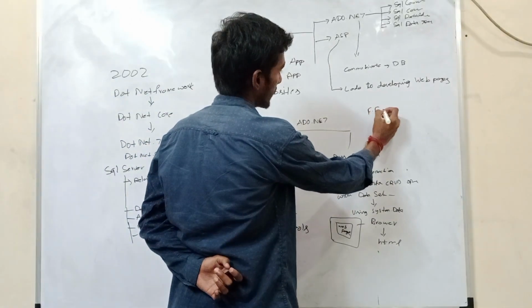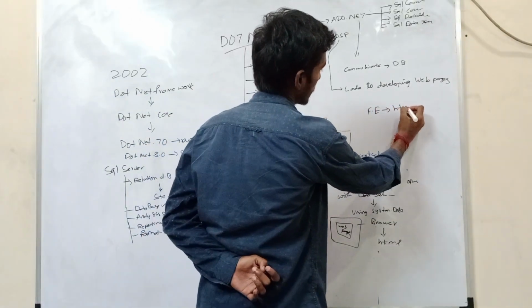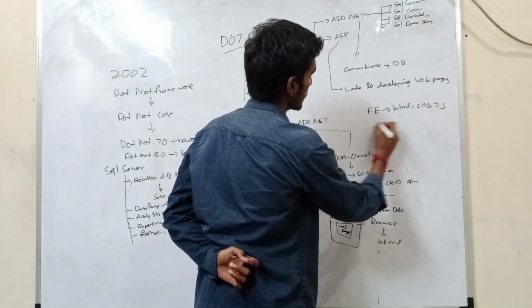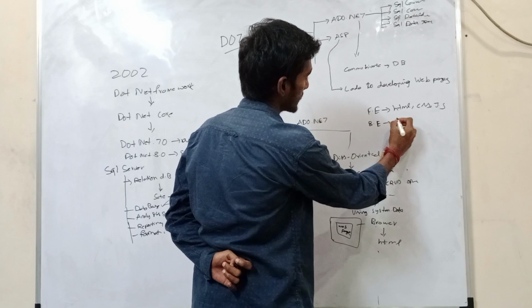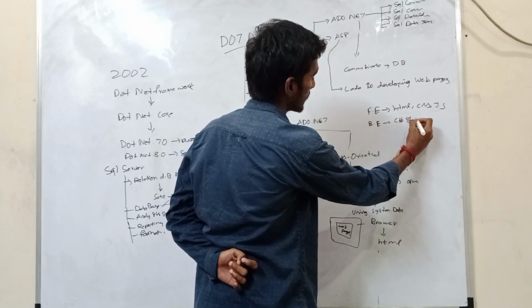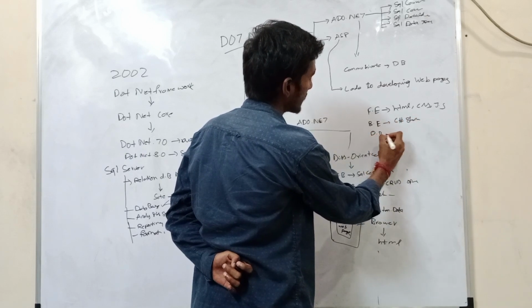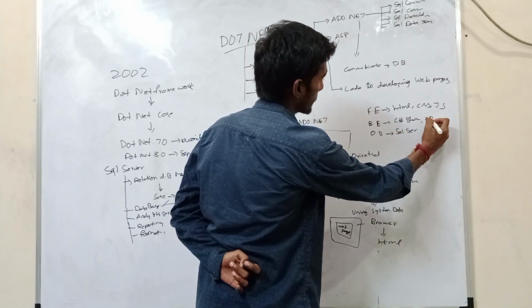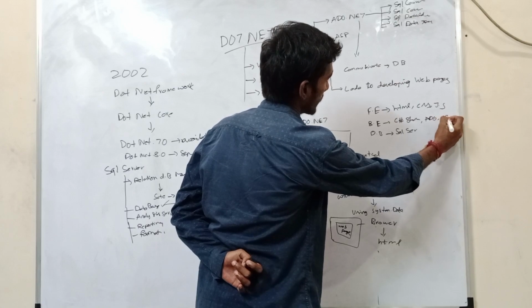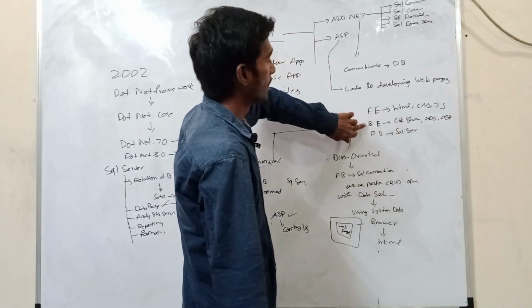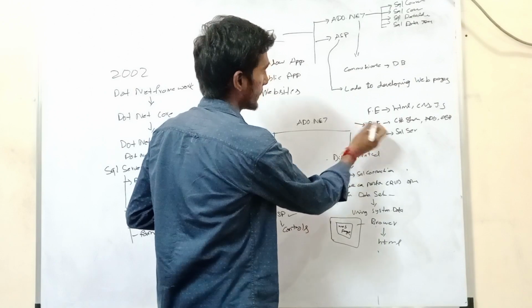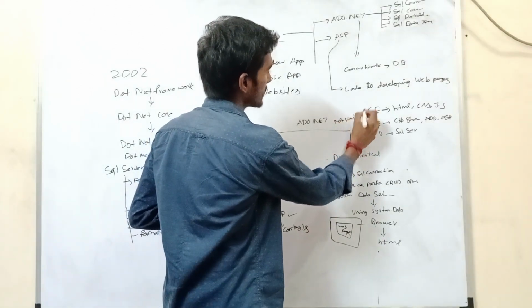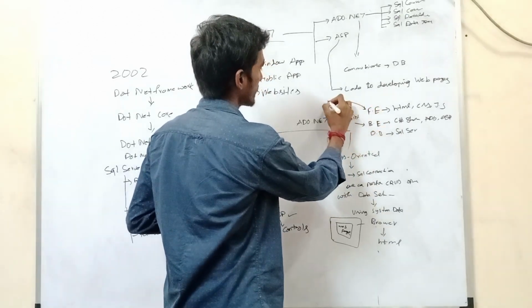In the front end we use HTML, CSS, and JavaScript. In the back end we use the C# language and the SQL Server database, with C#, ADO.NET and ASP.NET. It is not visible to the client, so we call it the back end. It is visible to the client, so we call it the front end.